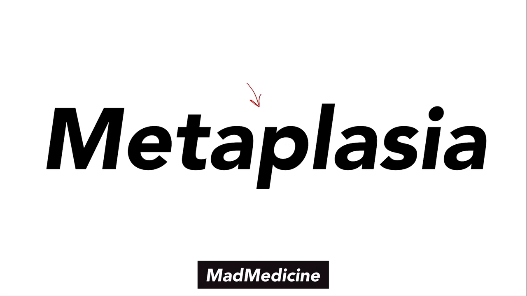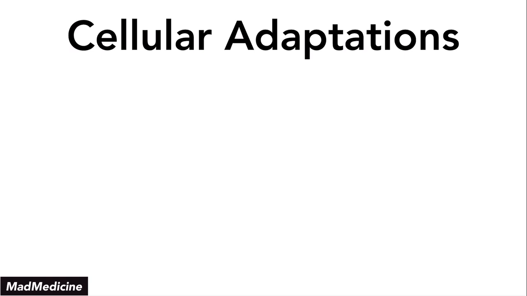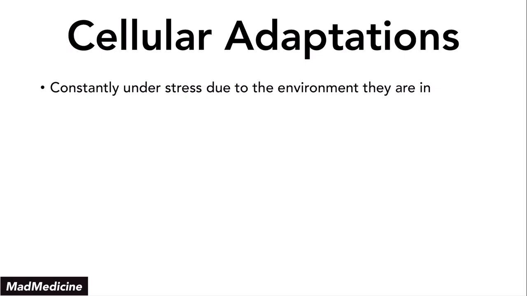Let's discuss cellular adaptations before we actually talk about metaplasia in detail, because you need to have a better understanding of the basics about this concept. The main thing you need to remember, first and foremost, is that at the molecular level, our cells are constantly under a lot of stress because of the environment that they're faced with, the issues that they're dealing with day to day.